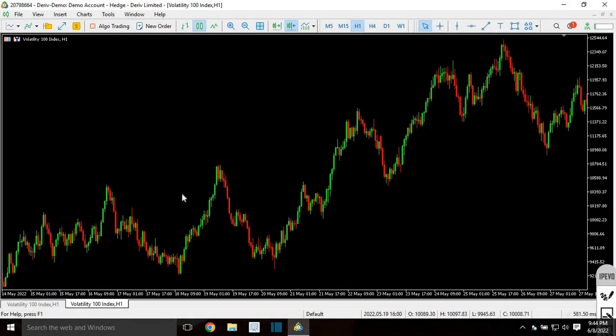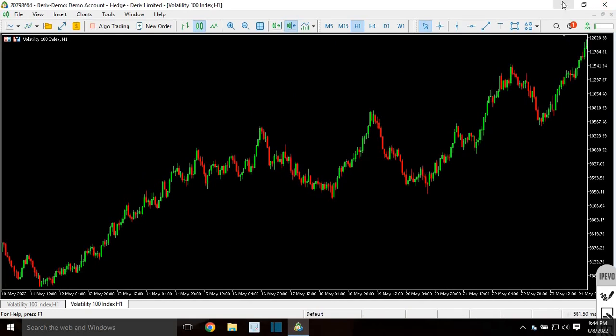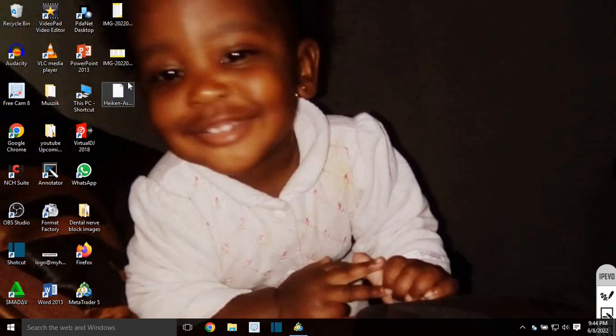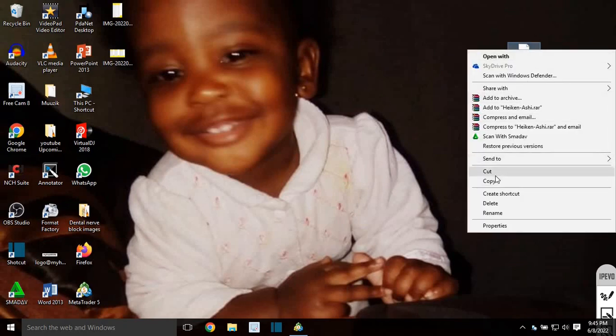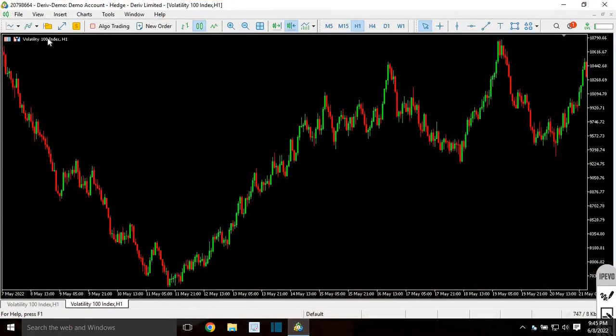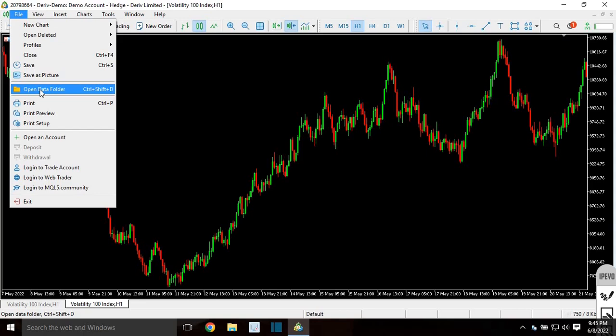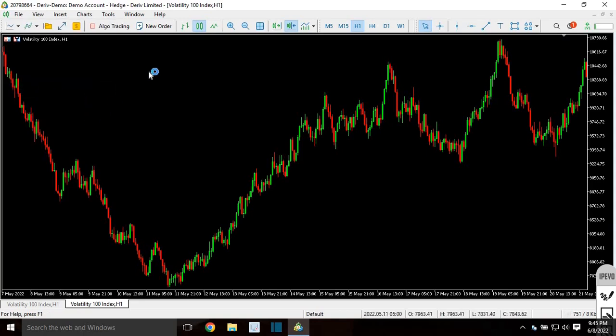Basically, I will have a link in the description from where you can download this indicator. Once you have downloaded it, I've already downloaded this indicator and it's right here on my screen. So I'll go ahead and copy this indicator. After you have downloaded the indicator from the website where I've put the link in the description, copy the indicator and open your MT5 or MT4 trading software, click on File right here, and head over to Open Data Folder.